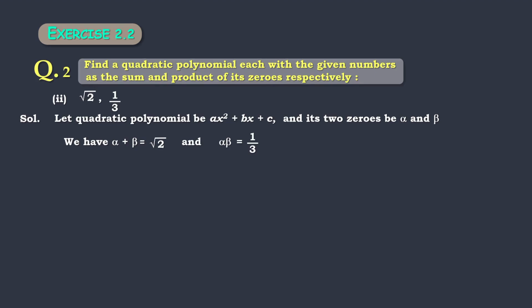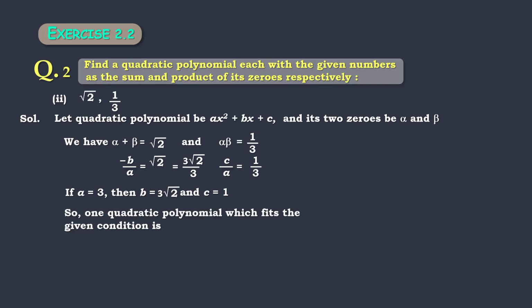According to the question, alpha plus beta is square root of 2. And alpha multiplied by beta is 1 by 3. So minus b divided by a is equal to square root of 2. And c divided by a is equal to 1 by 3. To remove the fraction, let us take a equal to 3. Then b becomes minus 3 root 2 and c becomes 1. Therefore, one quadratic polynomial that satisfies the given conditions is 3x squared minus 3 root 2x plus 1. This is the required quadratic polynomial.